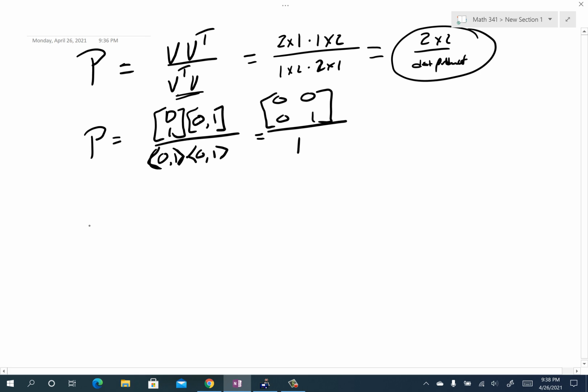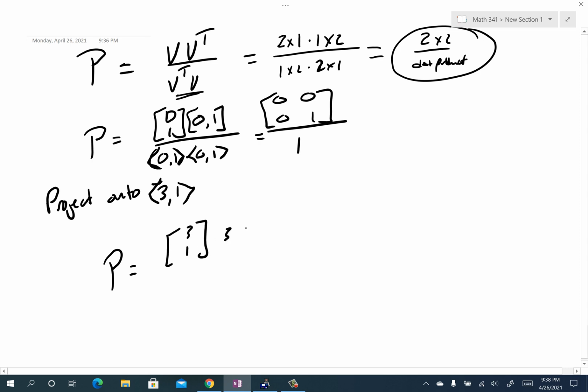Absolutely. Let's say you want to project onto 3, 1 for whatever reason. Okay, weirdo. If that's what you want to do, then you're going to take 3, 1, 3, 1 over, and then you get 3, 1 dot 3, 1. So that's going to be 10 on the bottom. And then it's going to be, excuse me, 9.